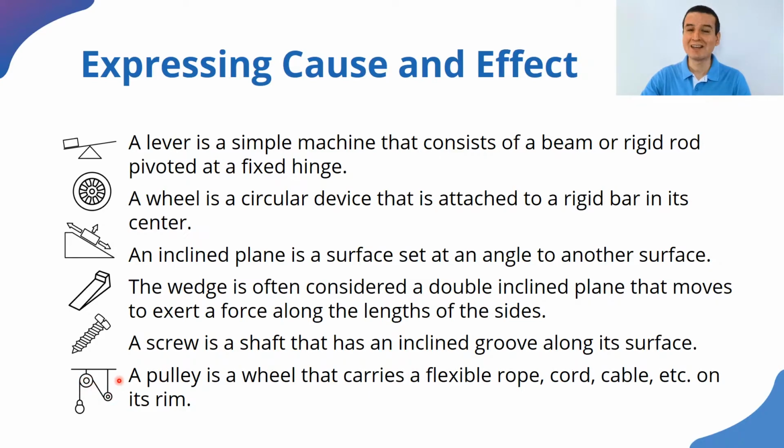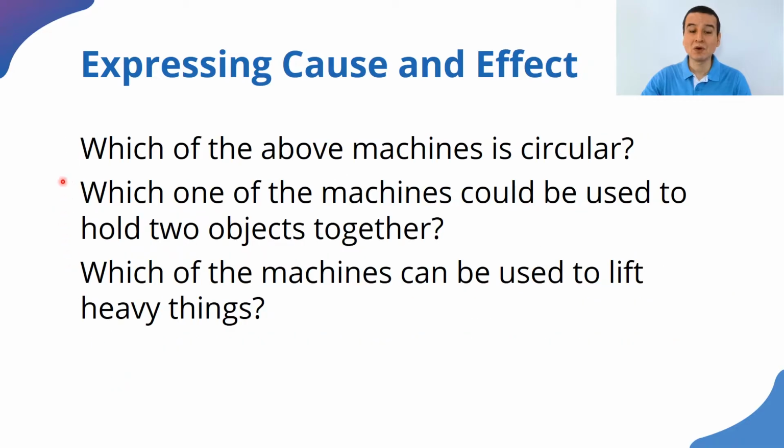Let me ask you some simple questions to make sure that we understood the basic definitions in this text. Which of the above machines is circular? That is a very simple question. The answer is the wheel. Which one of the machines could be used to hold two objects together? I have two objects. I need to hold them together. I use a screw. You have to think about it a little longer, I know.